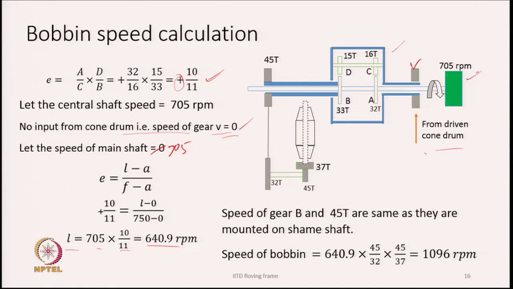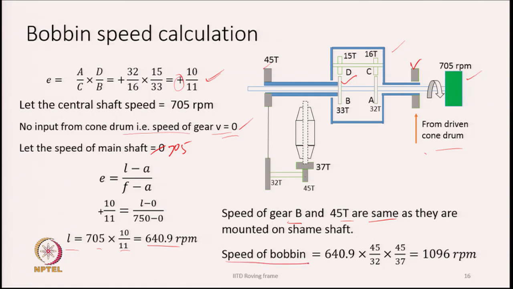And when there is no speed being fed from the cone drum, then from gear B the motion goes to the 45 T wheel, from there it goes to 32, and from there it goes to the flyer or to the bobbin, depending upon what is connected to this. So, in this case the speed of gear B and the 45 T wheel are the same, because they are on the same shaft.